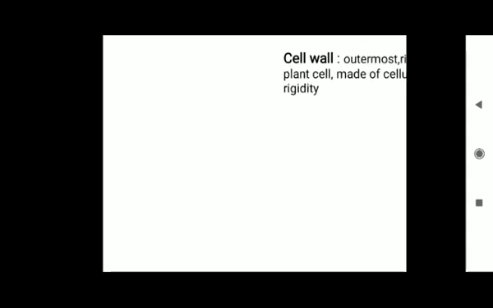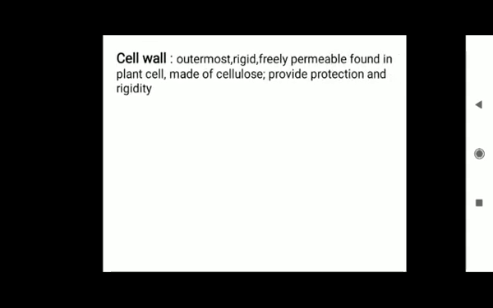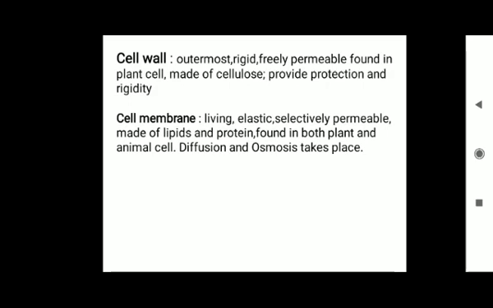Then the next topic is the cell wall. The cell wall is the outermost rigid, freely permeable layer found only in plant cells, and it is made up of cellulose. Its function is to provide protection and rigidity. It can help the cell withstand extreme conditions. Then the next structure is the cell membrane. The cell membrane is a living, elastic, selectively permeable membrane made up of lipids and proteins. It is found in both plant and animal cells, and in this membrane diffusion and osmosis both take place. That means it allows gases as well as water to come in and go out of the cell. And why is it called a selectively permeable membrane? Because it allows only a few substances to go in and come out of the cell.